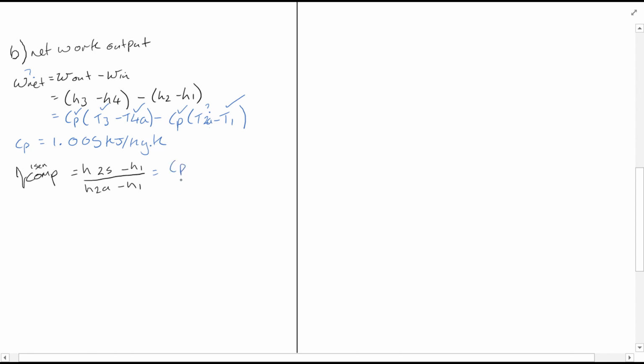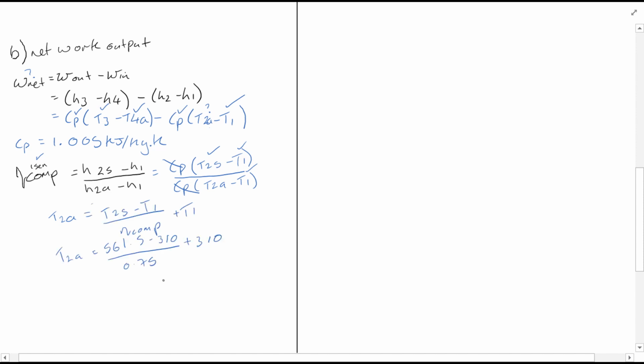And of course, since we're using the constant CP assumption, we can convert this. Of course, we know T1, and we also know T2S, and we know the isentropic efficiency of the compressor. So we can quite easily calculate T2A now by simply rearranging this and subbing in the values. And that will give you a value of T2A equal to 645.3 Kelvin.